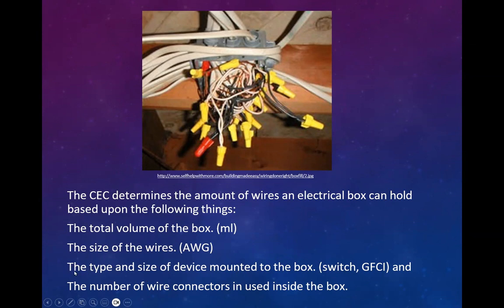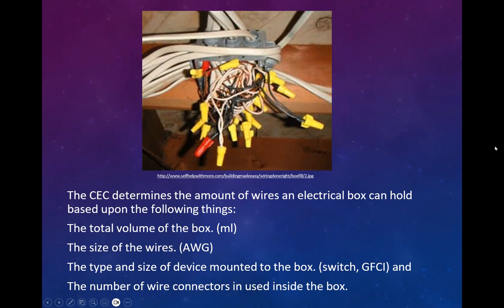So this is one of the criteria, the type and size of the devices. A switch has smaller, if I can say, guts than a GFCI. GFCI is a bulkier device. So of course, this is going to take more space in the box once you put that thing in the box. And of course, the number of wire connectors used in the box.